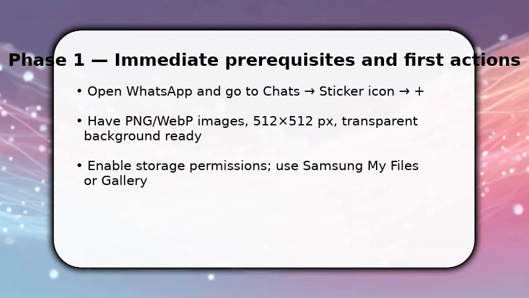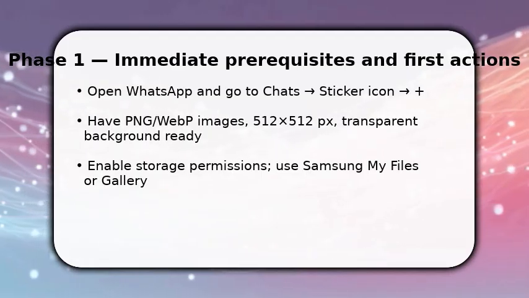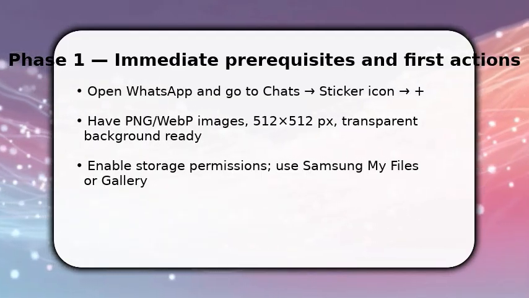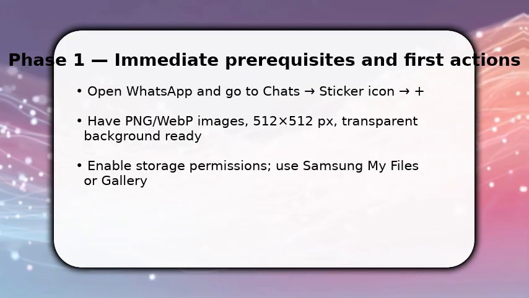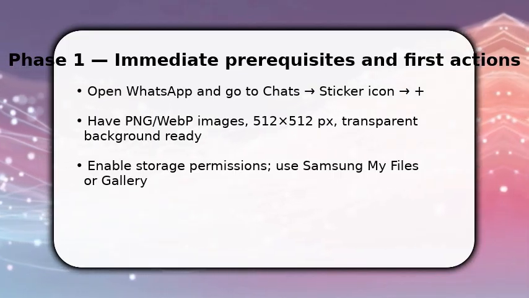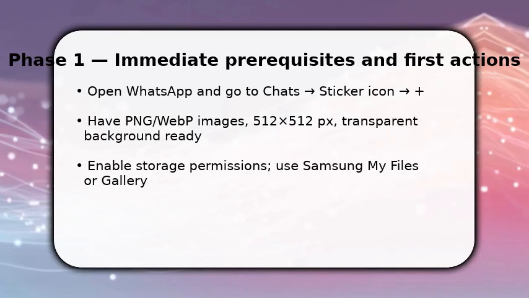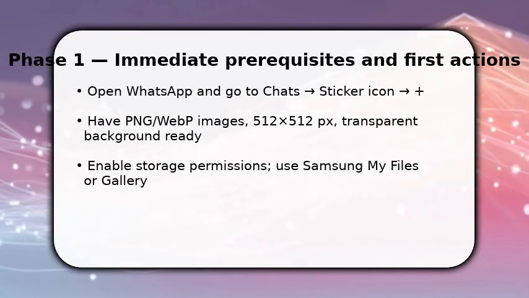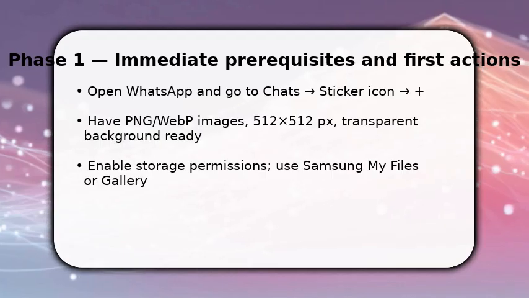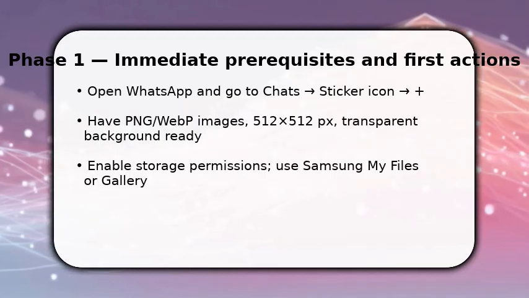You start by opening WhatsApp and confirming permissions. This lets the app access images on your Samsung device. Once done, gather your sticker images. Use 512 by 512 pixels and PNG or WebP with transparent backgrounds, because that size preserves quality.